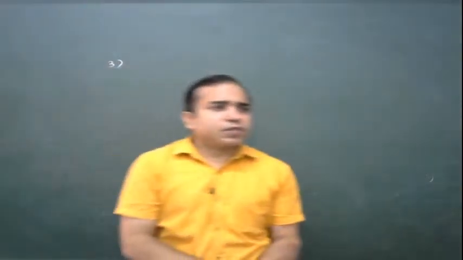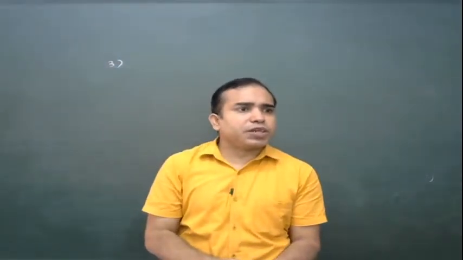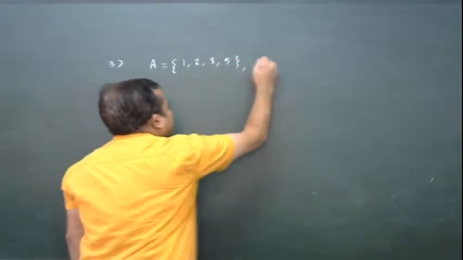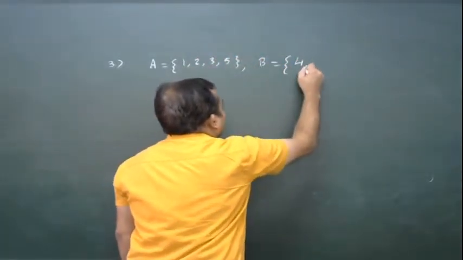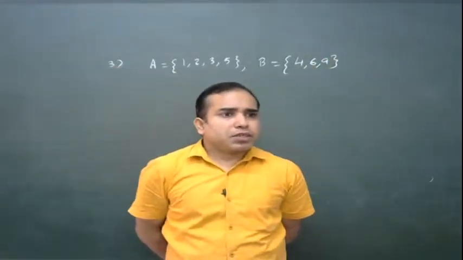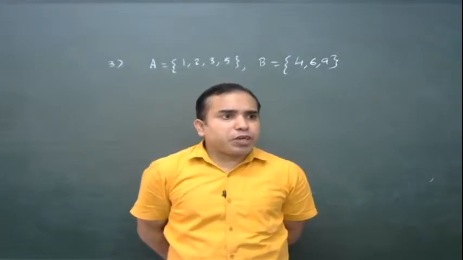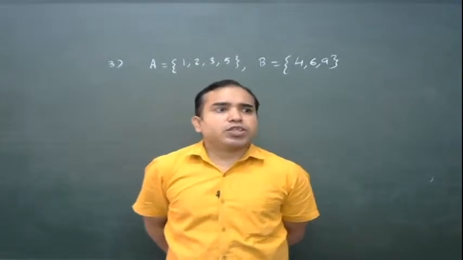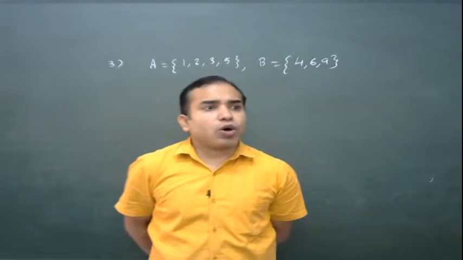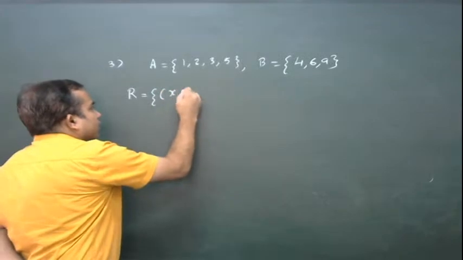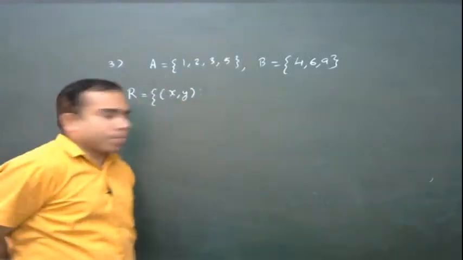Define a set A as {1, 2, 3, 5} and set B as {4, 6, 9}. Then define a relation R from A to B by the condition: the set of (x, y) such that the difference between x and y is odd.